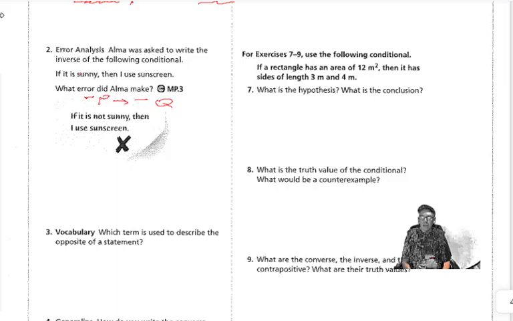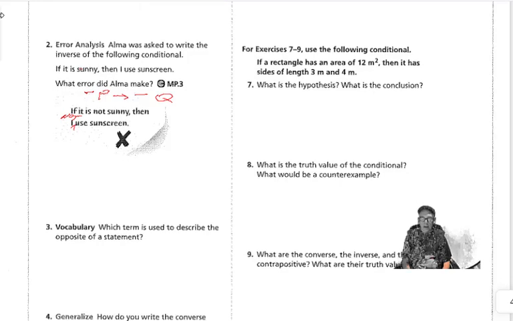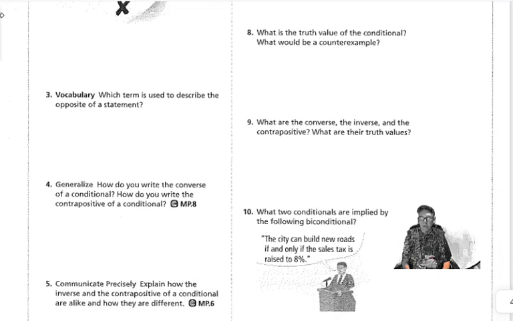Now she wrote, if it is not sunny, then I use sunscreen. All she did was make half of it not, but she didn't make the other part not. So I do not use sunscreen would actually be what she should have written in there. That would have been the inverse of that statement. So that was her mistake. She should have made the if part and the Q part both nots.